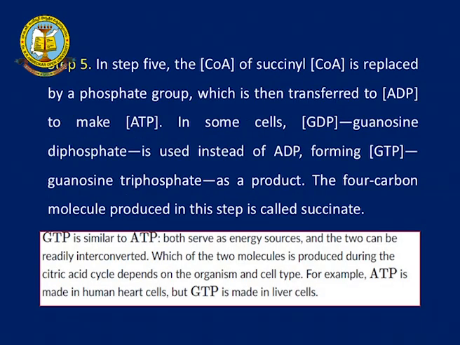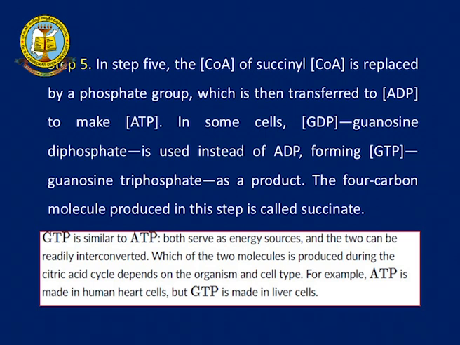The fifth step: CoA is removed from succinyl-CoA and replaced by a phosphate group, which is then transferred to ADP to make ATP. In some cells, ADP is used to form GTP, guanosine triphosphate. G means guanosine, a nucleic acid. The 4 carbon molecule produced in this step is called succinate, succinyl-CoA to succinate.